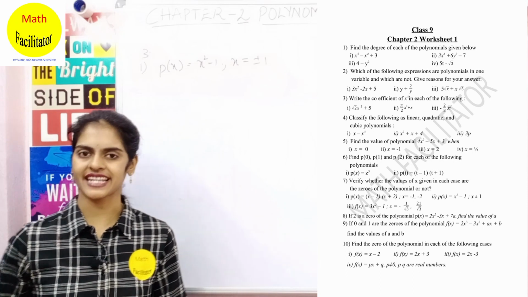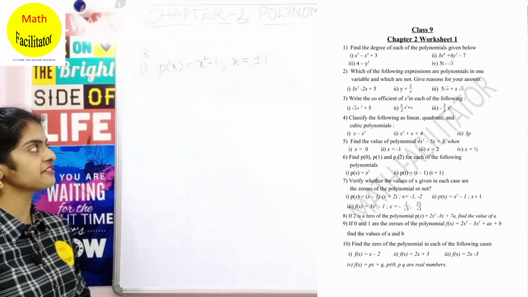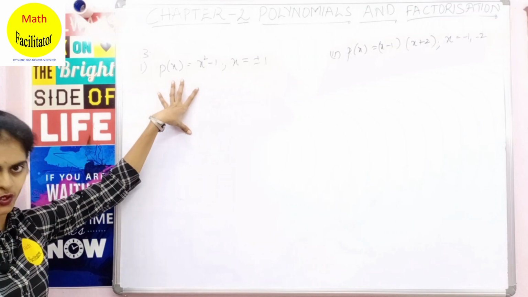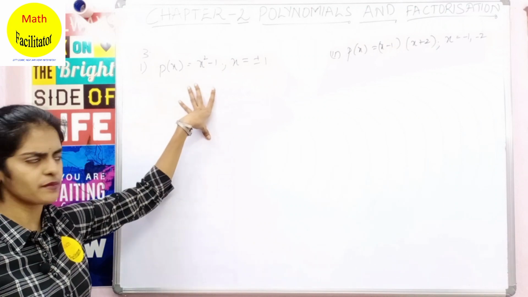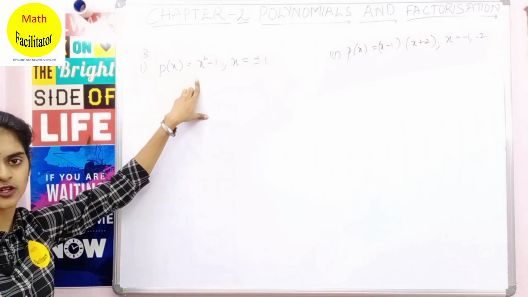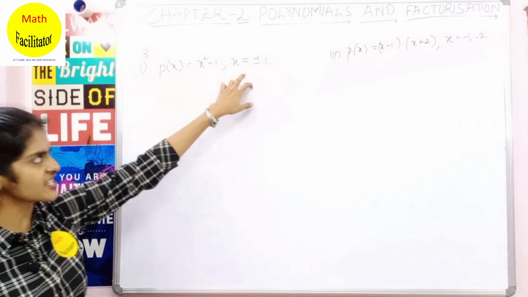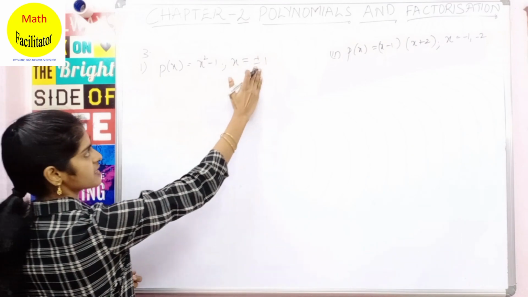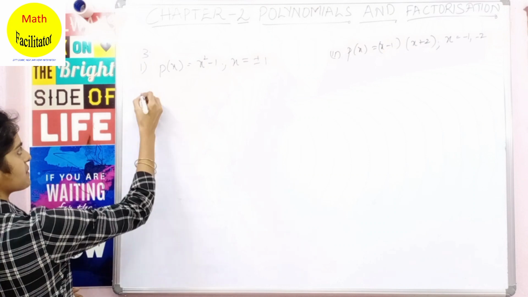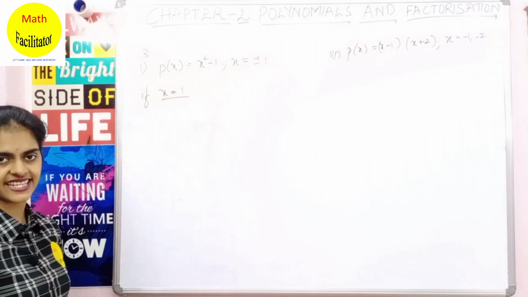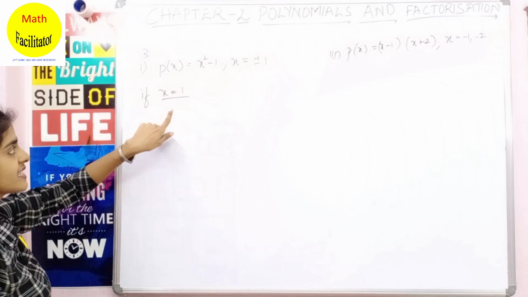Moving on to the next question, here you have to verify if these given values are zeros of this polynomial or not. Okay, so what is zero of a polynomial? If you substitute this value in the polynomial, you have to get the answer as 0. Okay, then you say that such a value is called zero of the polynomial. Clear? So now here the value of x is plus or minus 1. Let us substitute. If x equal to plus 1, let us see the first case. Okay, you have two values, let us take the first value.